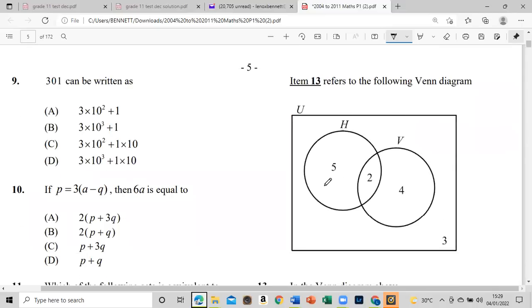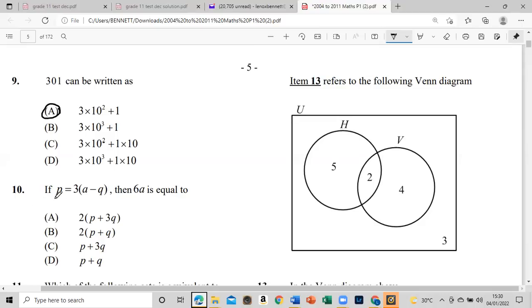Alright, 301 can be written as like 8 million. 10, 10, 100, 3 times. No. Yeah, man. Alright, so let's see which one gives the value.